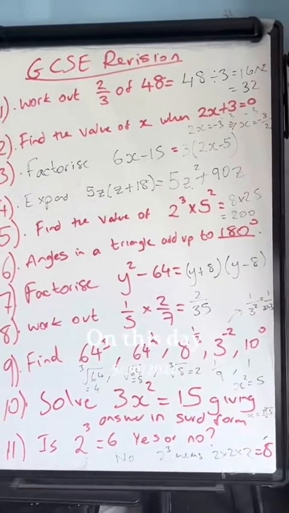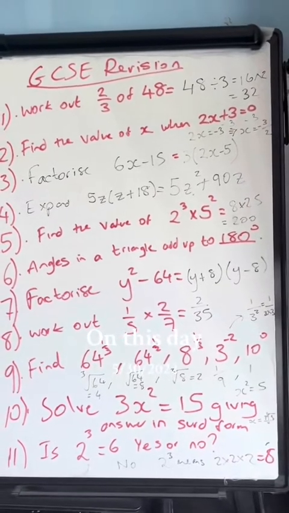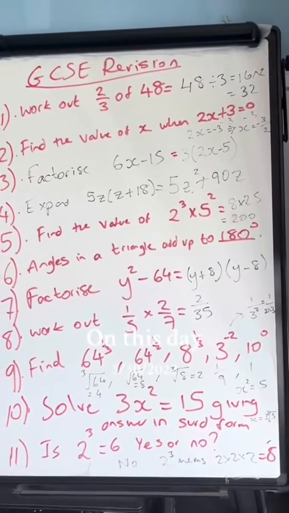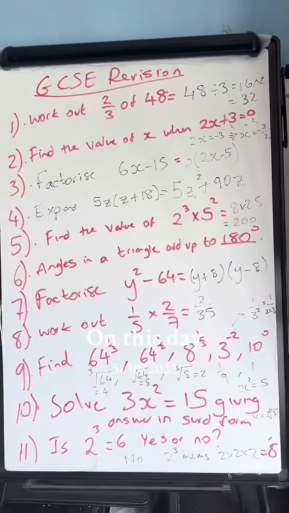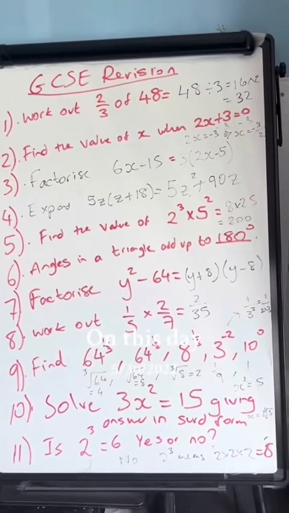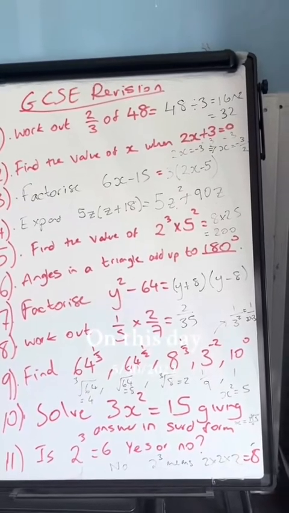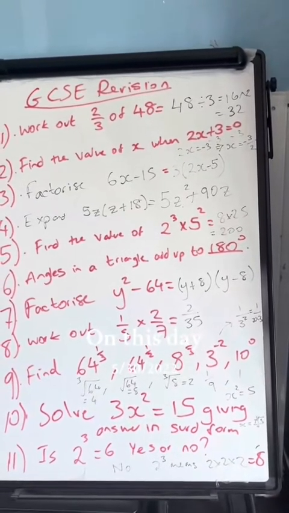This is question number 10. Solve this equation, giving your answer in surd form. Solve 3x squared is equal to 15. Well, if I divide both sides by 3, I get x squared is equal to 5. Okay. x is equal to plus or minus the square root of 5.